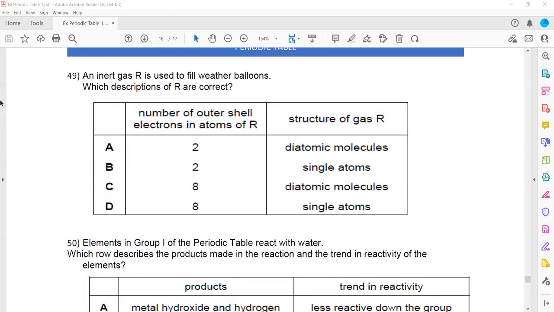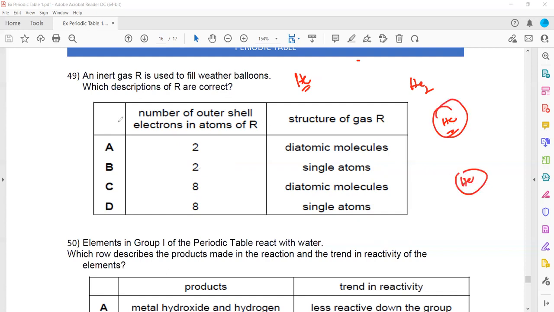In question 49, an inert gas is used to fill a weather balloon, so that is helium. How does it exist? It exists as a single atom, like we don't find He2. All non-metals except Group 8 are mostly diatomic. So in Group 8 we don't find He2, we find only the helium atom.